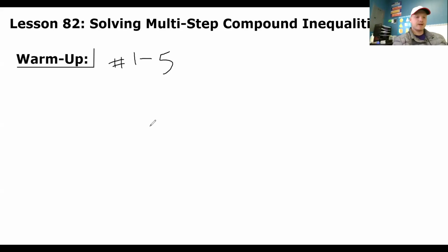So number one, we have our vocab term. A blank is made up of two inequalities combined with the word and, or. So the answer is right in the introduction of the lesson. It's going to be a compound inequality.